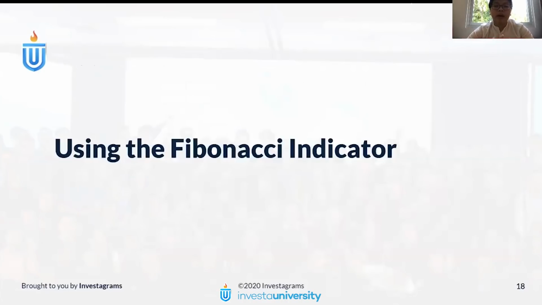So dito naman, how do you use the Fibonacci indicator? Kanina, tinuro ko sa inyo yung concepts na ano nga ba yung purpose ng Fibonacci indicator. But this time, I'll be teaching you how to use it on your own. So para kahit kayo, na-apply nyo siya sa charts nyo when you do screening.